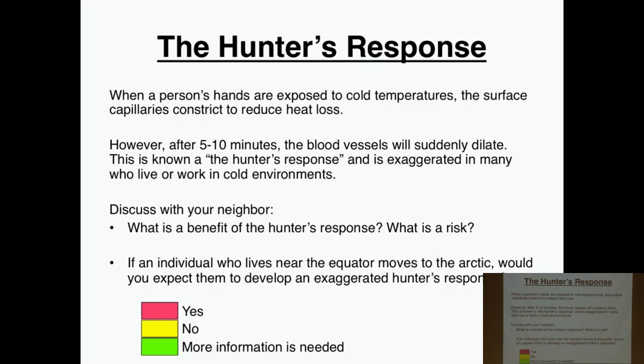Okay, so first, let's see. What do you think is a benefit of the Hunter's response?